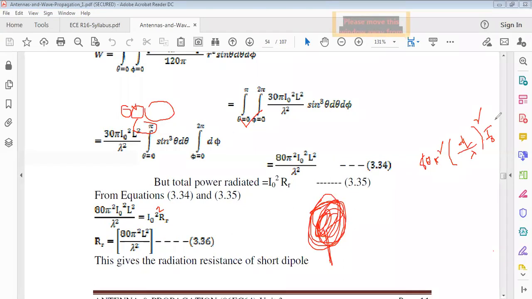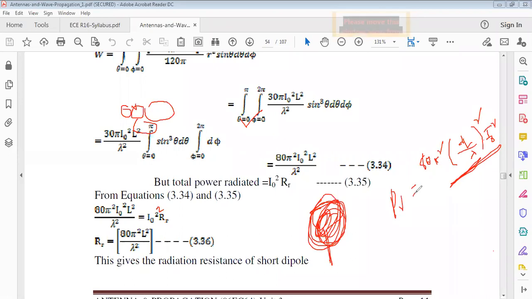Okay, 85 square dl by lambda whole square into I naught square is the total radiated power from that alternating current element. Remember this expression, because you can have a direct problem in the competitive exams also. 85 square dl by lambda whole square into I naught square is the radiated power from an alternating current element.